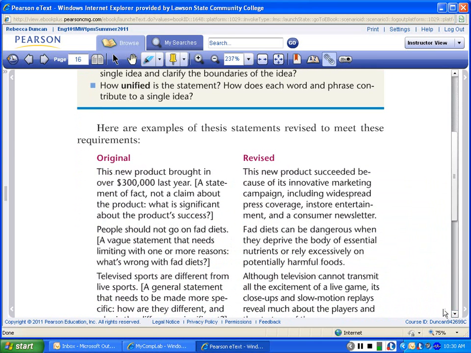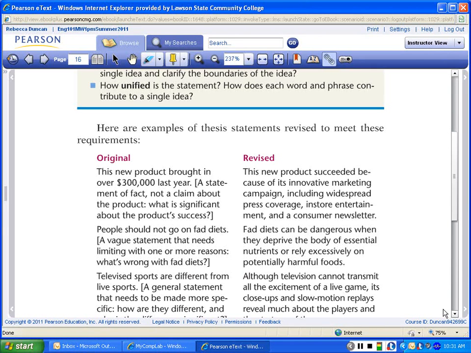The first example, and if you were in class with me, I'd have you read some of this out loud, but since we have to do it this way, I'm going to read it. You read along. Okay, here's an original preliminary thesis. Start out: this new product, whatever it is, brought in over $300,000 last year. That's nice, but it's not a good thesis. It doesn't claim anything. I don't know what's going to be explained. That's just a simple statement of fact. I don't know why that's important. Okay, so it doesn't pass the "so what" test either. But let's look at the revision.